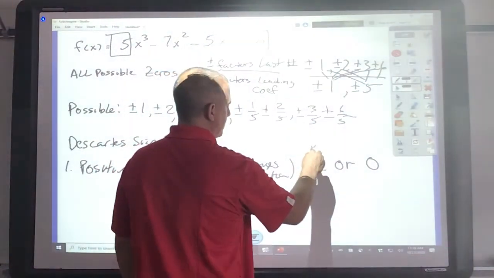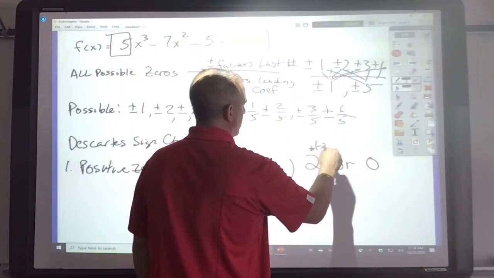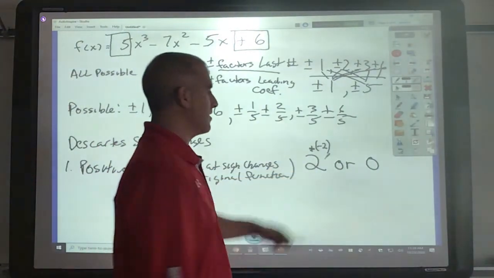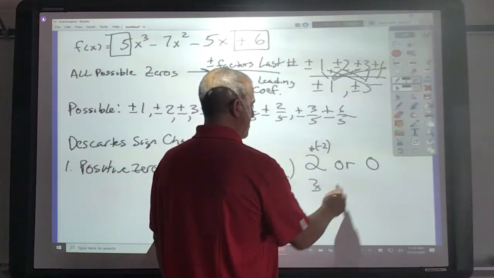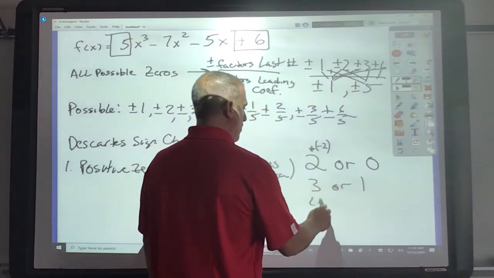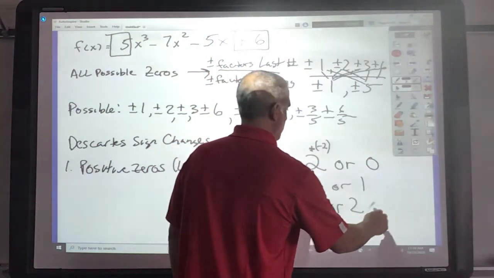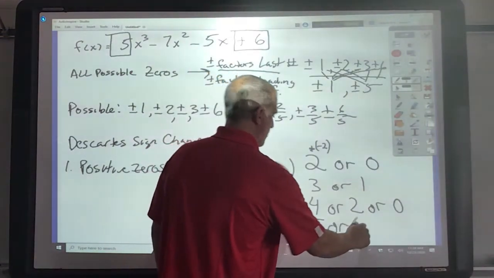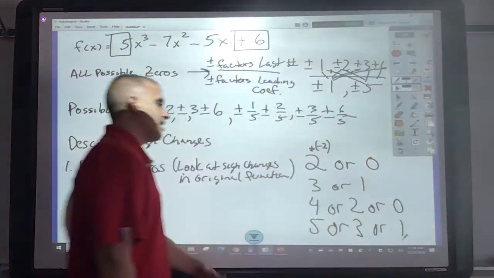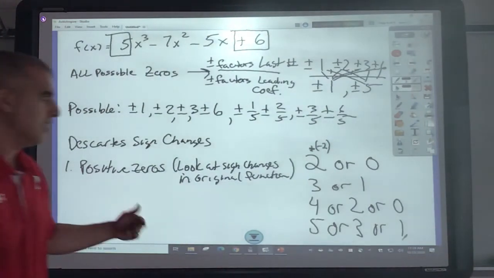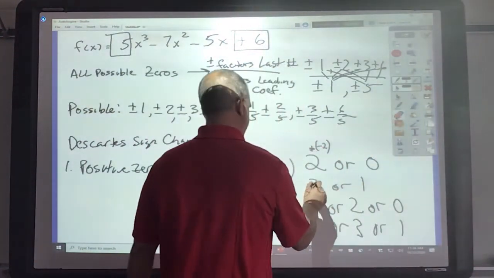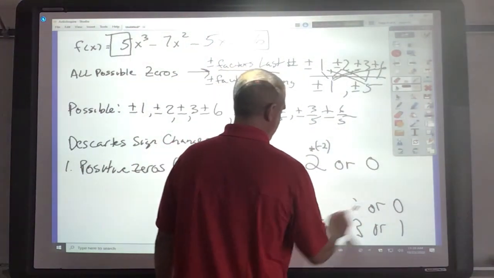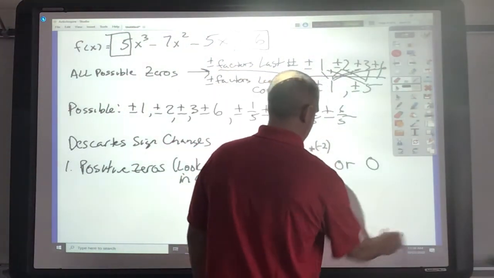Whatever this number is here, subtract by 2, okay? So for instance, if this number would have been a 3, it would have been 3 or 1. If it would have been a 4, it would have been 4 or 2 or 0. If it would have been 5, it would have been 5 or 3 or 1. Now all we're looking at is the possible numbers, so that's sort of the concept there. That tells you how many possible. So basically you got 2 positive zeros or none.